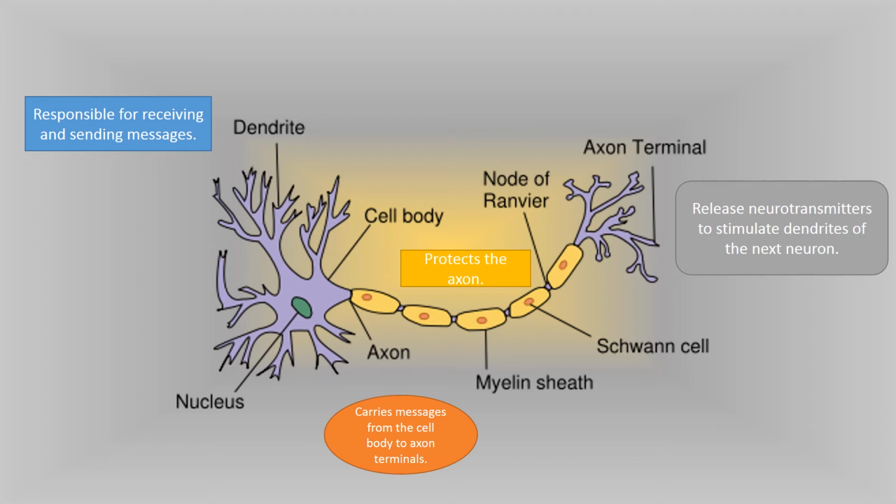Now the myelin sheath, which we kind of talked about sheathing, these basically just protect the neuron. And then the axon terminal at the far end there, these are what release neurotransmitters to stimulate dendrites at the next neuron. So we'll talk more about how they send messages and receive messages.